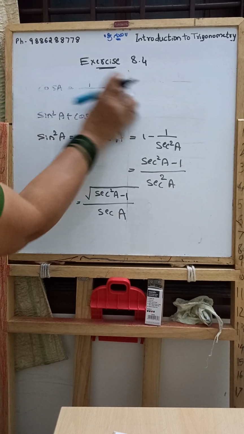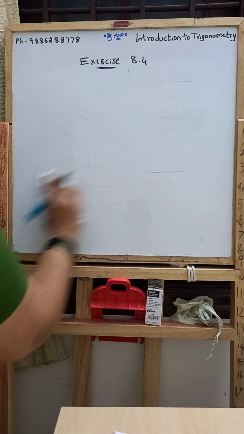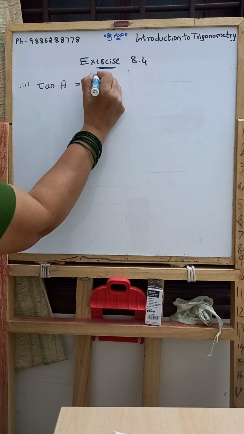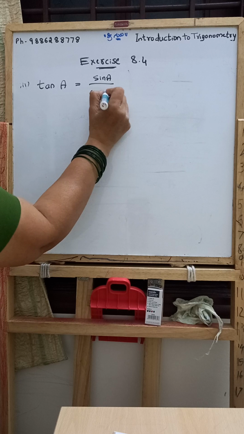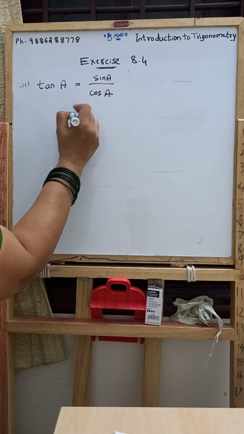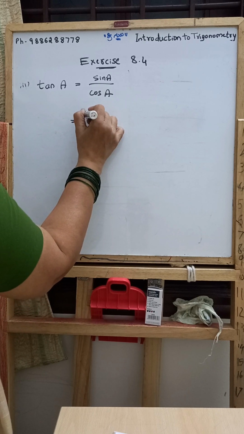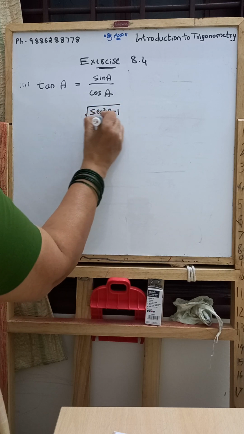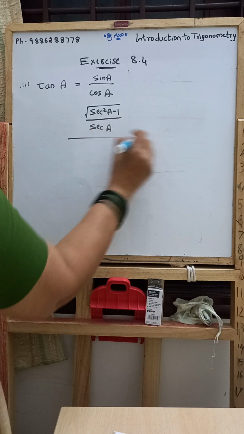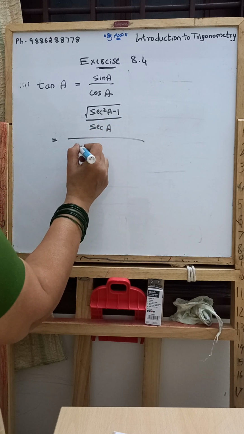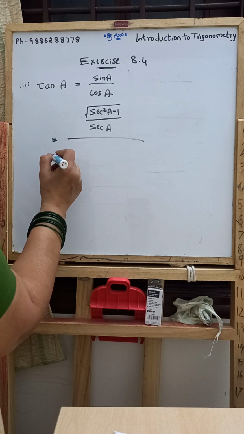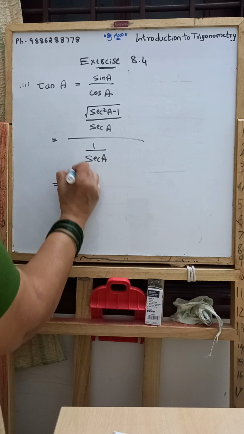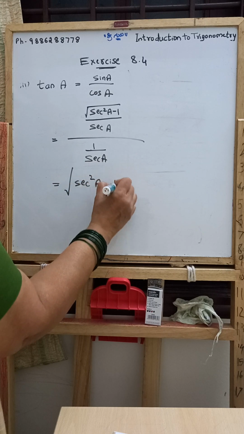Then the third one, tan A is equal to sin A upon cos A. Just now we found that sin A is equal to the square root of sec square A minus 1, divided by sec A, whole divided by cos A, which is 1 upon sec A. This is equal to the square root of sec square A minus 1.